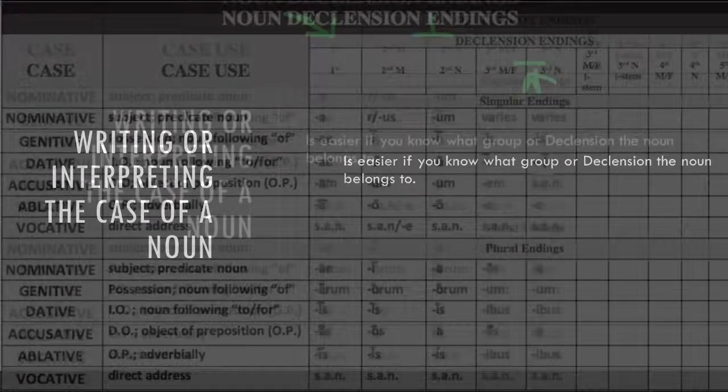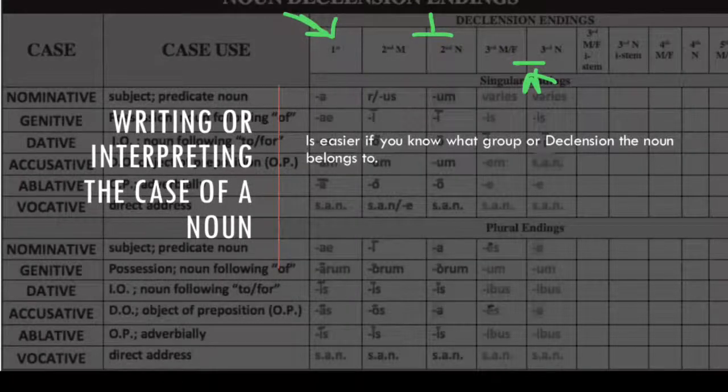Look at the top of the noun declension endings chart. Do you see how the columns are labeled with different numbers? One column is first, two of the columns say second, another two columns say third. Those are the declensions, or groups of nouns. So each column on the chart represents a specific set of endings for a specific group of nouns. The question is, how are we supposed to decide what group or declension the noun belongs to?